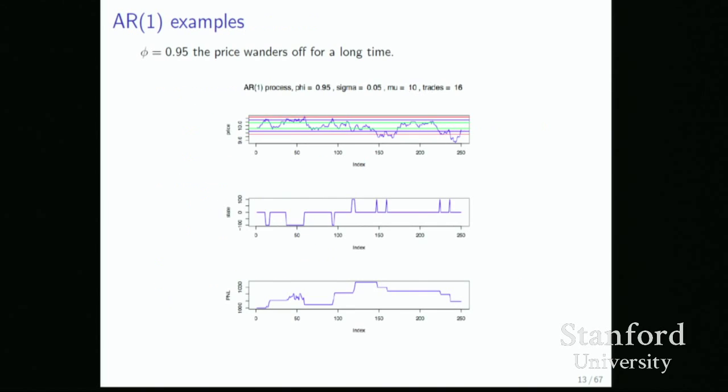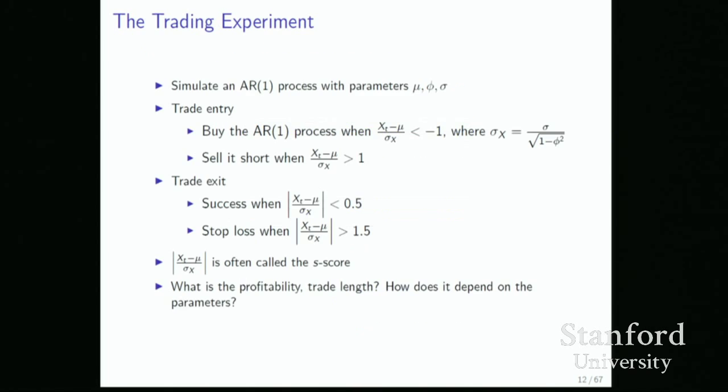The R code that goes with this experiment is also posted on the coursework. You should be able to see that when pi is 0.95, the price wanders off for a long time. Before I do that, let me ask you this: what kind of strategy is this? On the face of how the rules are defined, is it a contrarian strategy or a momentum strategy? It's mean reverting, a contrarian strategy, right? Buy low, sell high. That's what we are going to use.